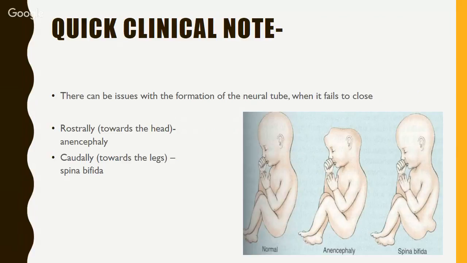But the clinical note is that if the neural tube doesn't close, because as you remember, it pinches off and closes. If it doesn't close rostrally, which is towards the head, you can get anencephaly, which is this sort of thing. And if it doesn't close caudally, you can get spina bifida.